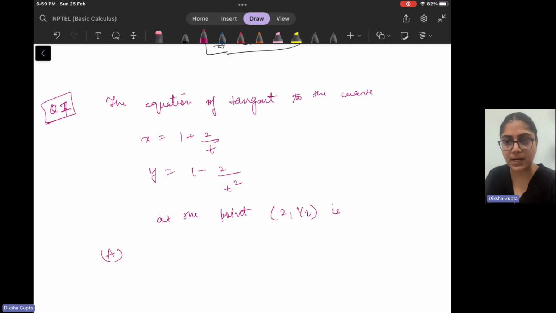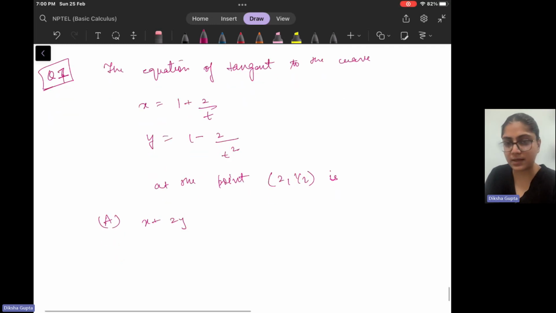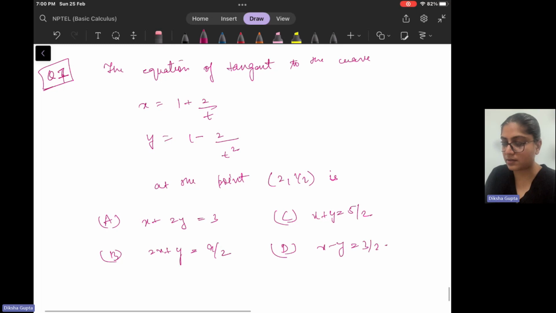The curve has been given in the parametric form. So the parametric form is you are given the variables in the curve in some other coordinate which varies, like t varies here to give you the value of x and y. That's what parametric form in layman language basically means. So a is x plus 2y equals 3, b is 2x plus y equals 9 by 2, c is x plus y equals 5 by 2, and d is x minus y equals 3 by 2. So you have to find the equation of the tangent.